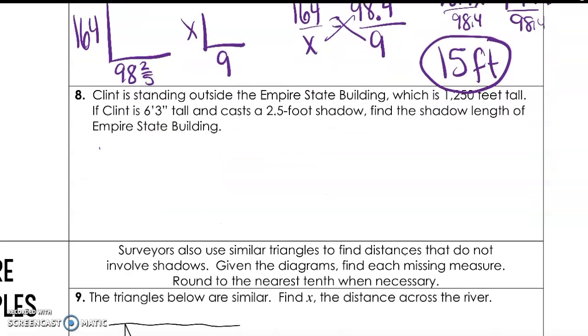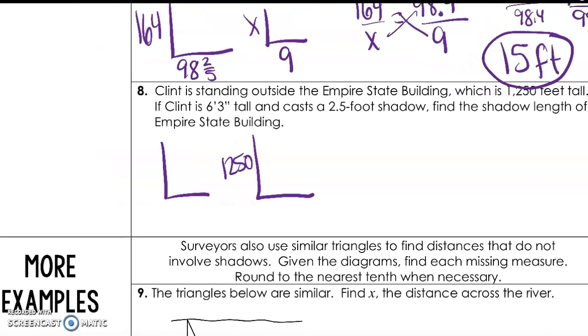Here we have Clint, and we have the Empire State Building. The Empire State Building is 1250. Clint is 6'3", so again, that doesn't mean 6.3. 3 out of 12 is 1/4, which is 0.25. So 6.25 is what we would need to put for Clint's height. Clint has a shadow that's 2.5 feet. We're trying to find the length of the shadow of the Empire State Building.